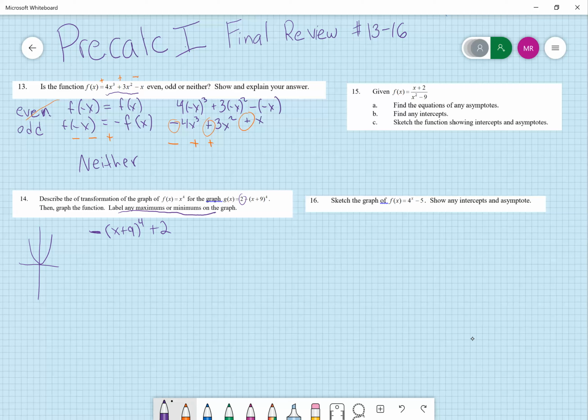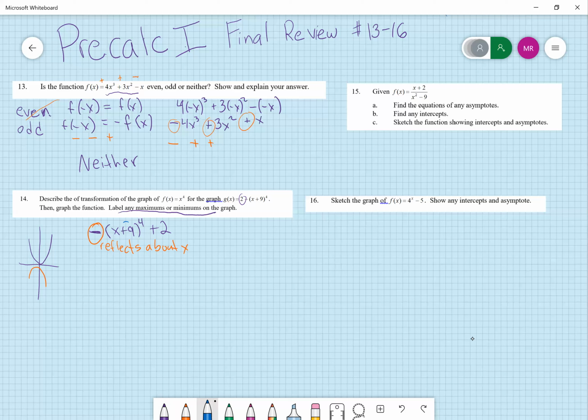So let's break it down with each change. We've got a negative out here. So we know that this negative out, connected to the x but not inside the parentheses, reflects about the x-axis. So it's going to flip like that.